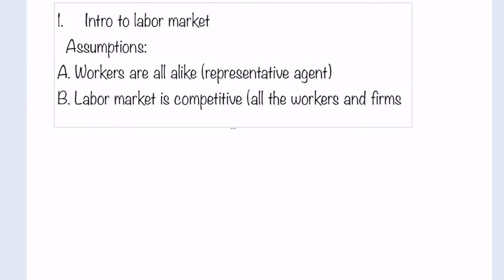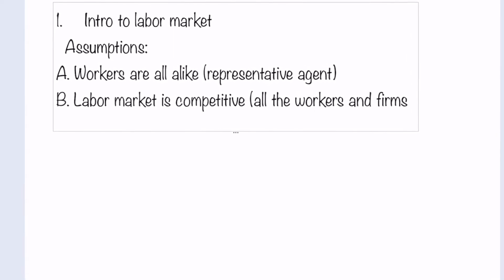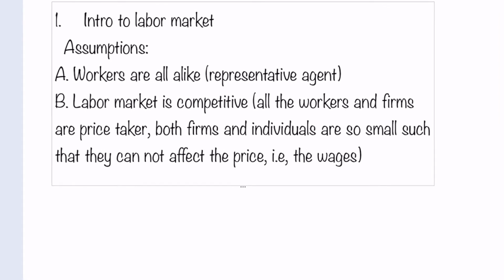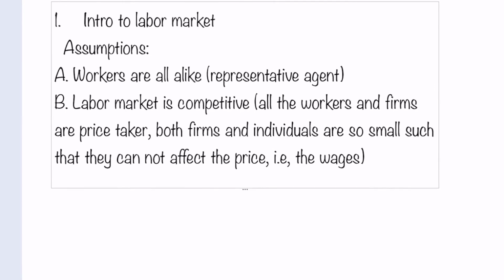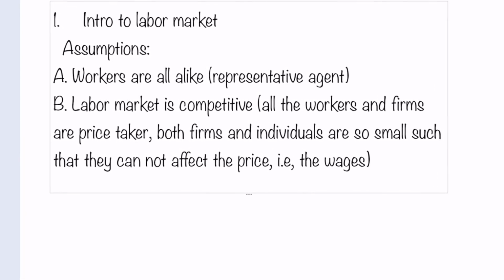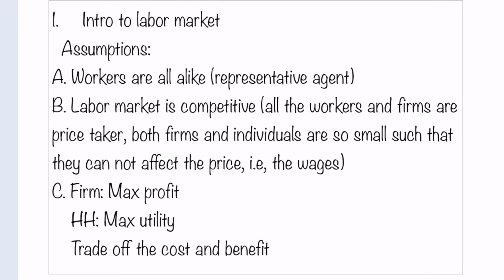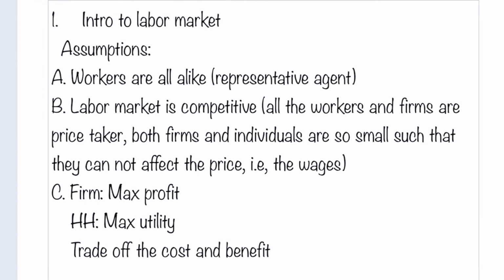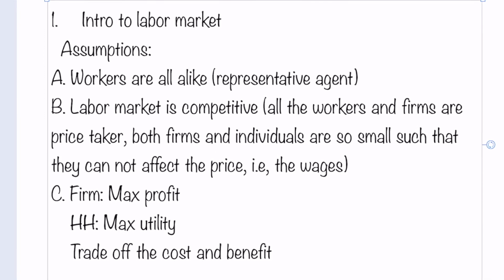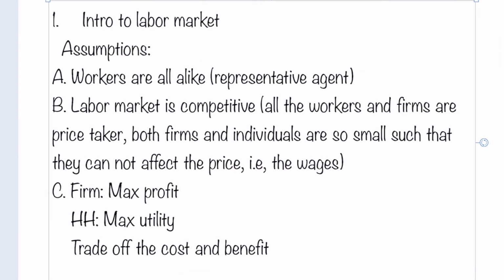The second assumption we make is that the labor market is competitive. When we say the market is competitive, it implies that all the workers and firms are price takers, and they are so small that they cannot affect the prices of the labor market, which is the wages. At the end, we assume that the firms maximize profit, the households maximize utility, and they trade off the costs and benefits when making decisions.